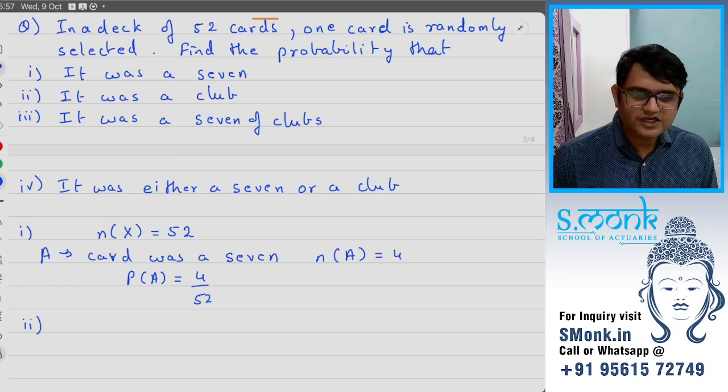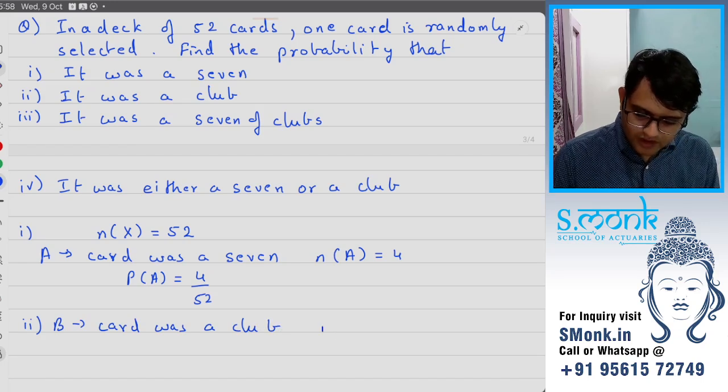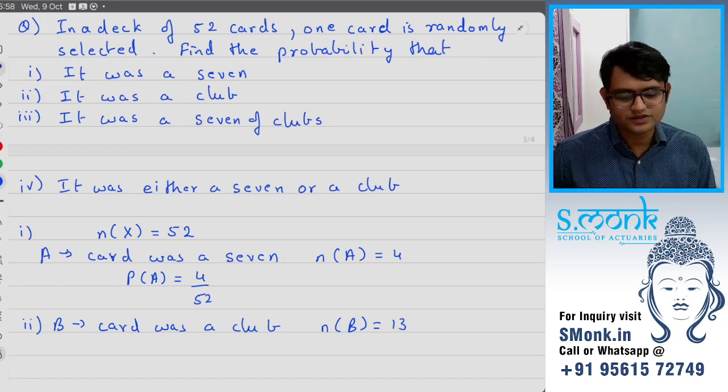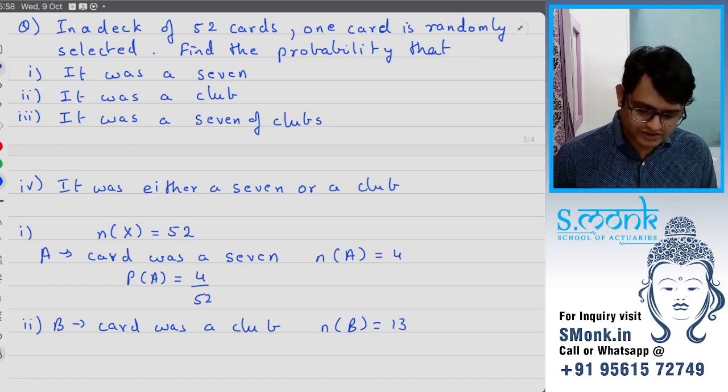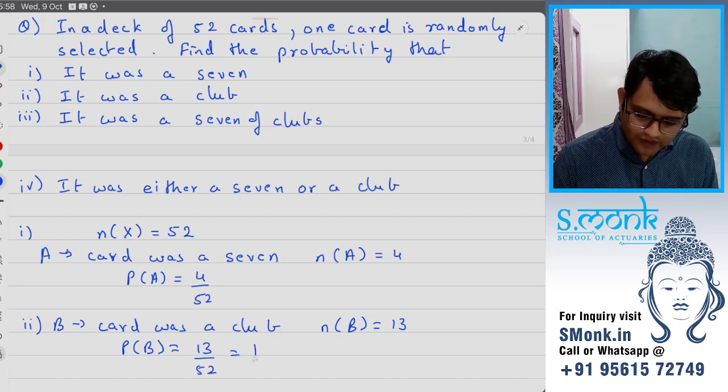Second, it was a club. Let's assume the event B is nothing but the card was a club. Now I have in total 13 clubs in a deck of cards. So probability of B will just be 13 by 52 or 1 by 4. Again I'll leave it as 13 by 52.